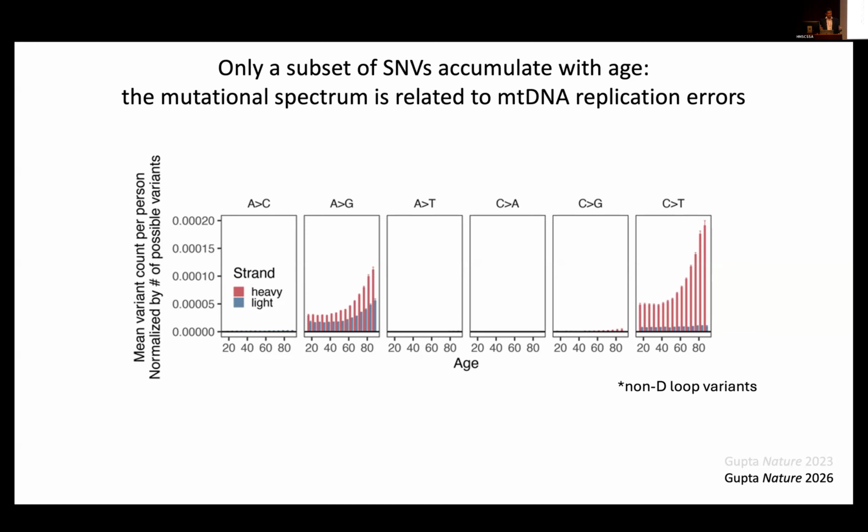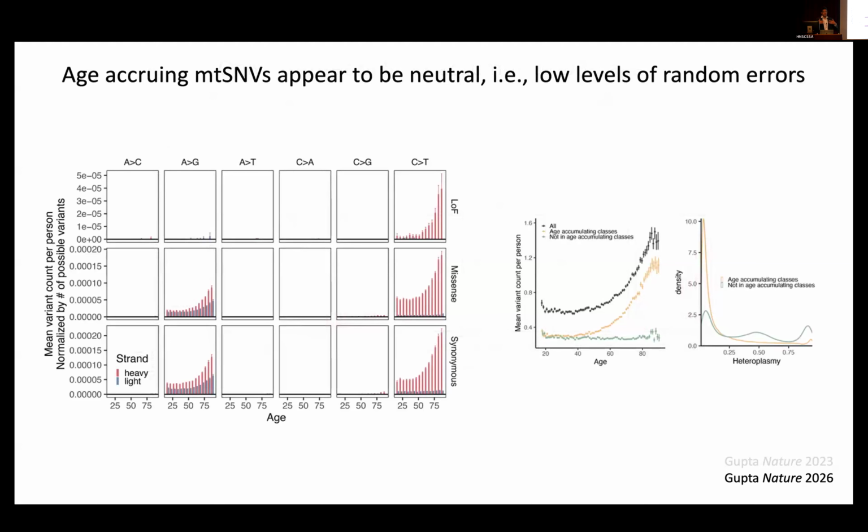That's what this is. So then, if these are replication errors, is there any evidence of selection? And so what we find, just focus on this rightmost column over here, is that loss of function variants, missense variants, as well as synonymous variants, they all appear to be accumulating. If there was strong selection, either for or against, we wouldn't have gotten this pattern.